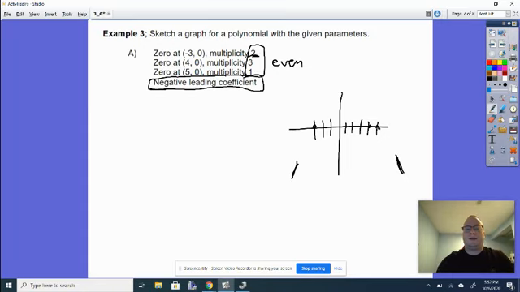Okay, at -3, it's a 2. 2 is even, so it's going to be a touch. So touch, come back down. We're going out to this 4. A 4 is going to be an odd, so it's a cross. 1 is also a cross. And we end up where we're supposed to be.